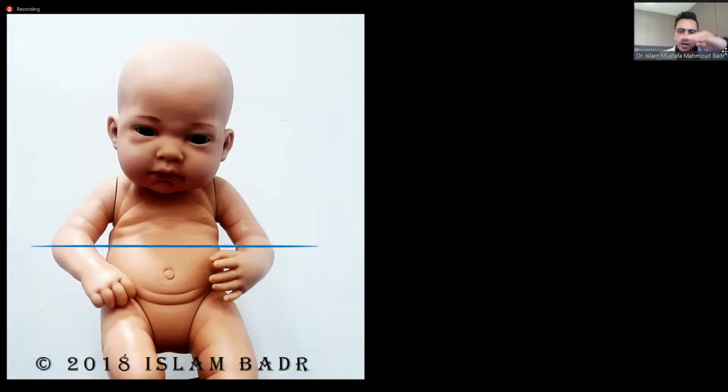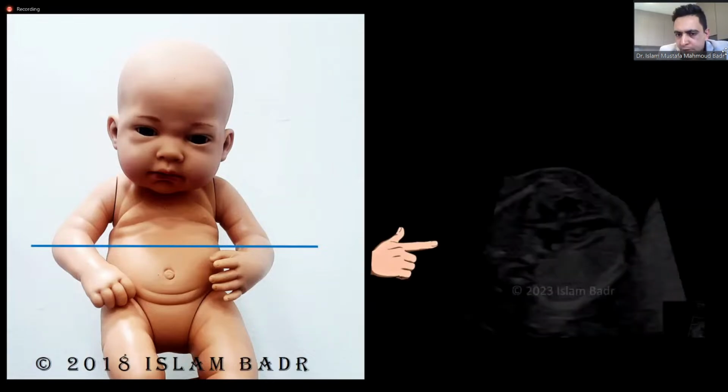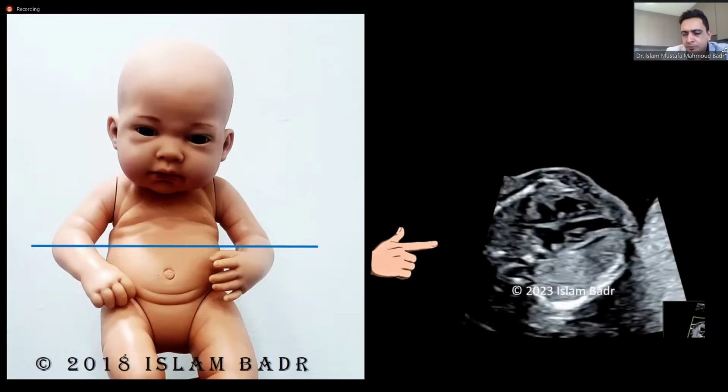Then you go slightly upwards to see the four chambers views. These are the four chambers views. In the four chamber views, you see the four chambers of the heart. How can we label that? Is the arrow clear on the screen?